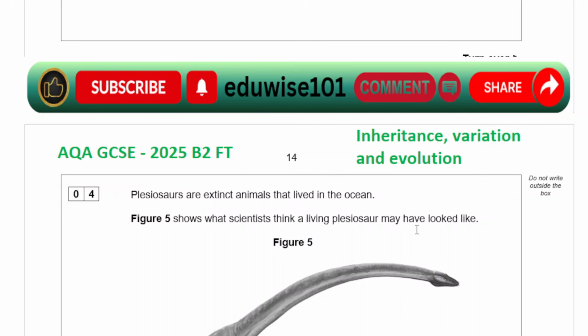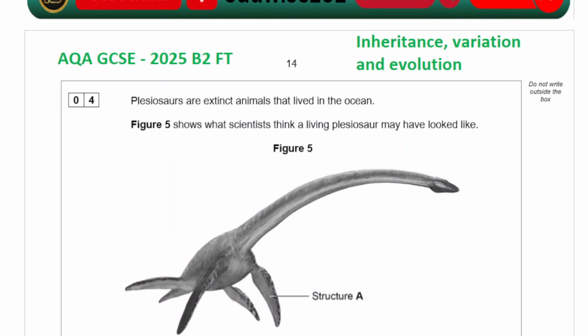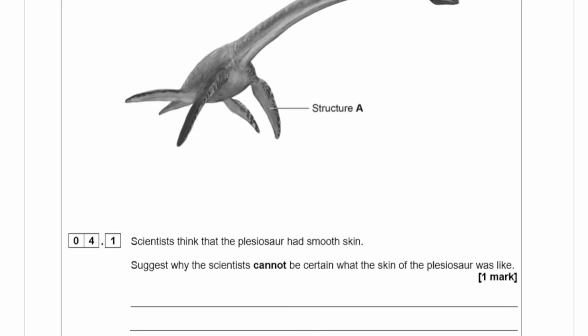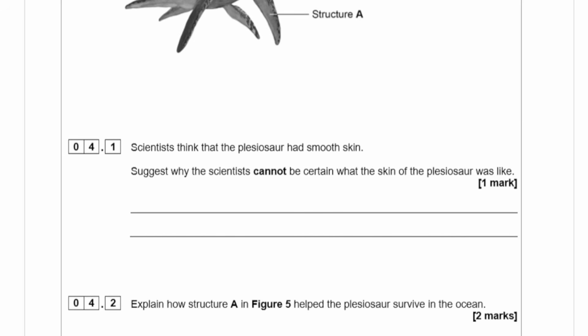Question number 4 is on the topic of inheritance, variation, and evolution. Paleosaurs are extinct animals that lived in the ocean. Figure 5 shows us what scientists think a living paleosaur may have looked like. Scientists think that the paleosaur had smooth skin. Suggest why the scientists cannot be certain what the skin of the paleosaur looked like. Well, the skin actually decays. It's a soft muscle tissue.